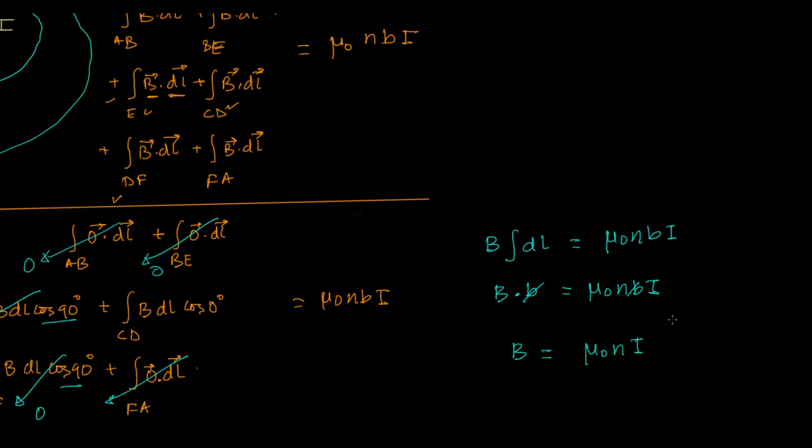Now n is the number of turns per unit length. And don't confuse it with the total number of turns. The total number of turns will be n into capital L, where L is the total length of the solenoid. Understand? We get the point? Yes. N into capital L is the total number of turns.